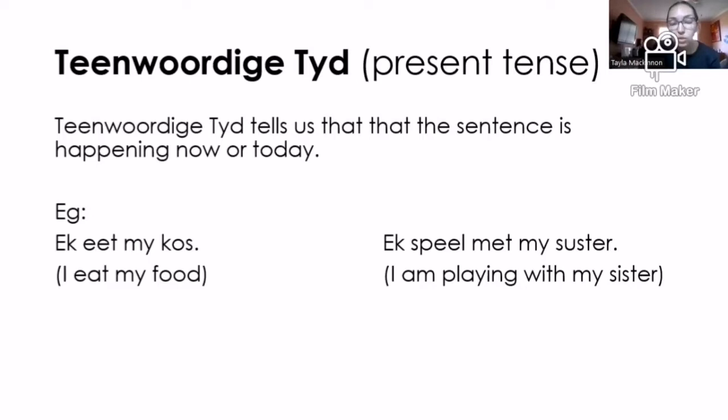So I've given you two examples. Ek eet my kos. I eat my food. Ek speel met my sister. I am playing with my sister. Now, if we want to change that kind of present tense into a past tense sentence, we have to add in some things, but we keep the rest of the sentence the same. So I'm going to teach you today how we are going to do that.